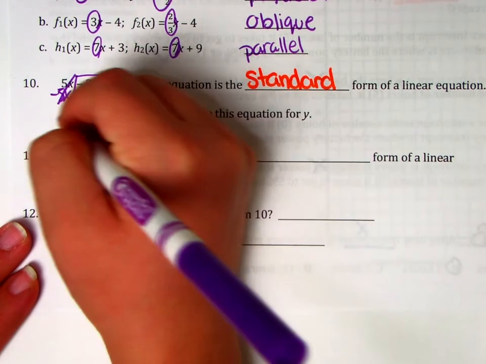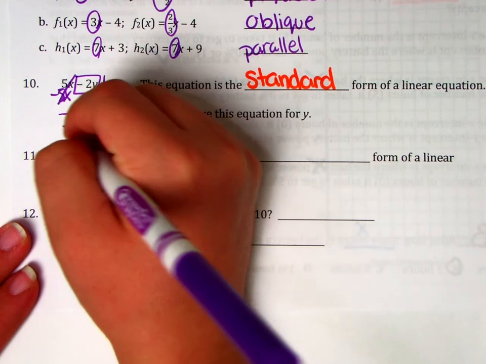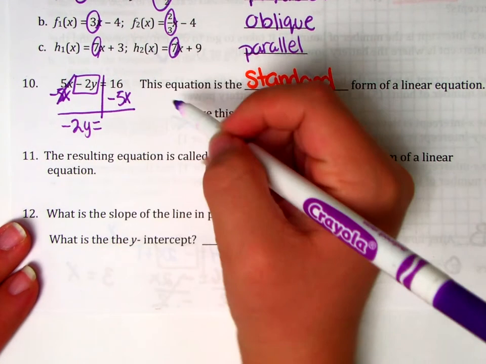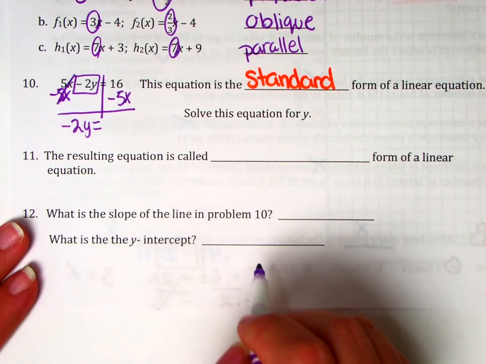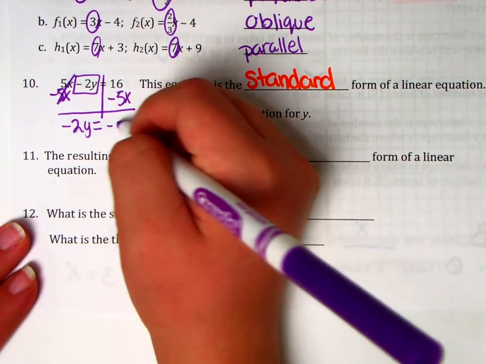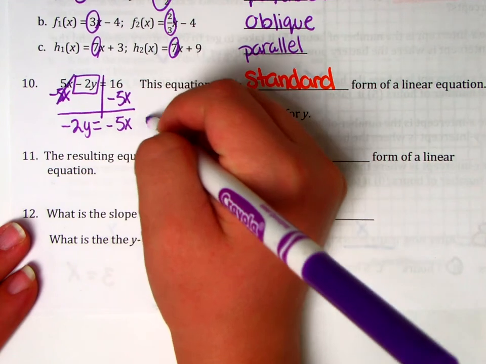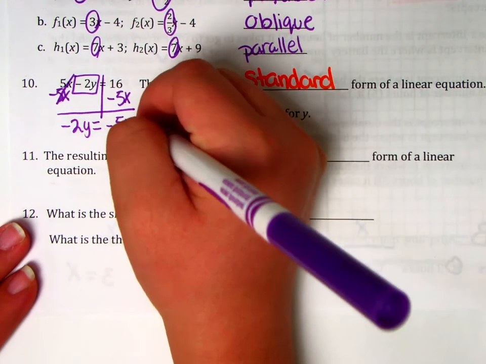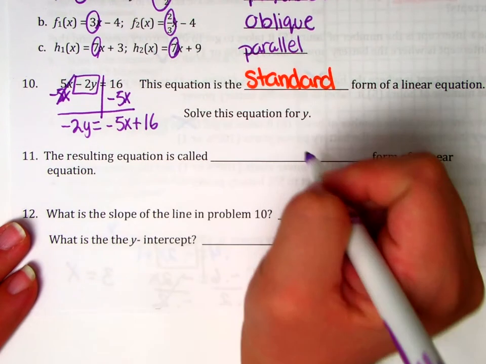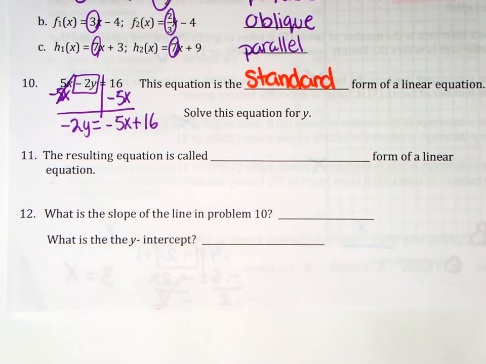Now the big question is, our box comes down. Can we combine that -5x with a 16? No, we cannot. So we're going to write it out. -5x. And what kind of 16 is that? A positive or a negative? Hopefully you said or thought positive. So there you go. Our y is still not by itself though.